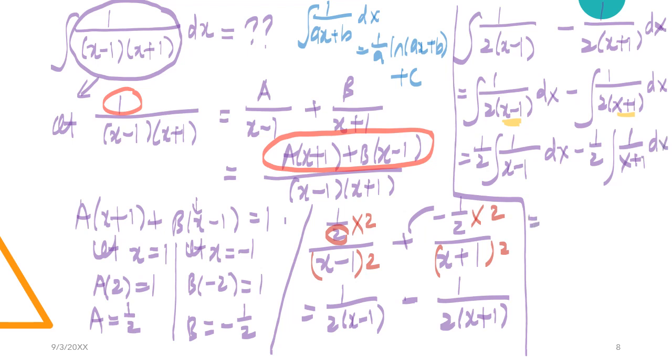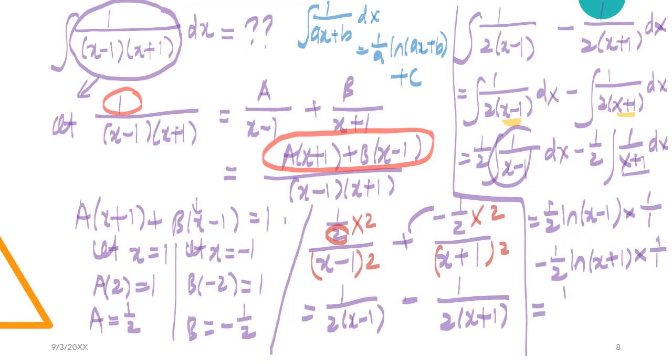Okay, right, so this one will give us ln x minus 1, then times 1 over a. A is when you differentiate x minus 1. So you differentiate x minus 1, you get 1. So times 1 over 1. So for the other one you get ln x plus 1, also times 1 over 1, because when you differentiate x plus 1, you get 1. So you simplified it, you have half ln bracket x minus 1 minus half ln bracket x plus 1, and the plus a constant c.